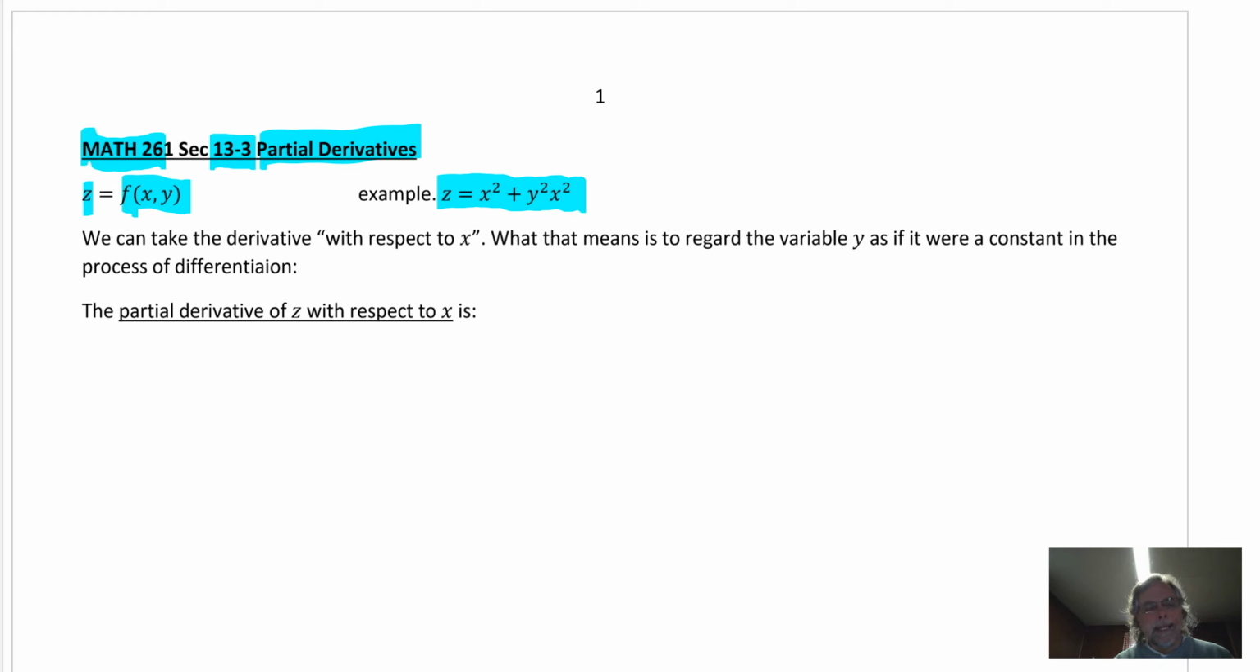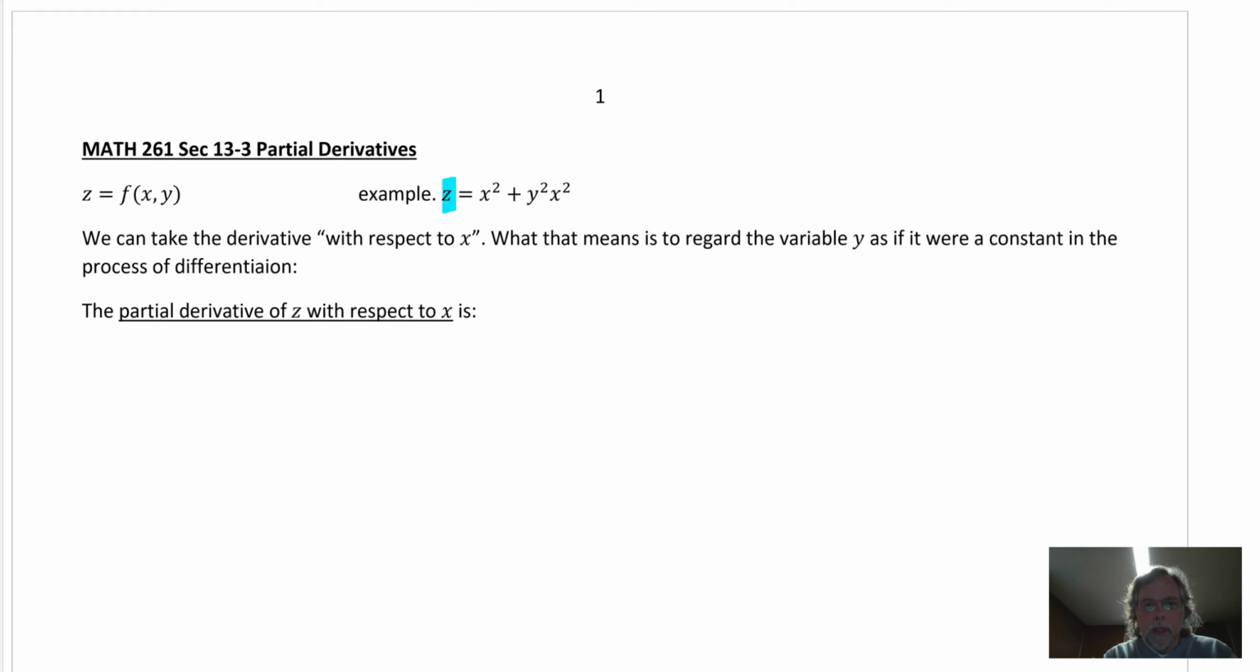First off, we can take the derivative with respect to x, we say. What that phrase with respect to x means is that x is going to be regarded as the variable, but y is going to be regarded as a constant in the process of differentiating. So what this means is to regard the variable y as if it were a constant in the differentiation. So, just how exactly is that going to work in the case of this example?